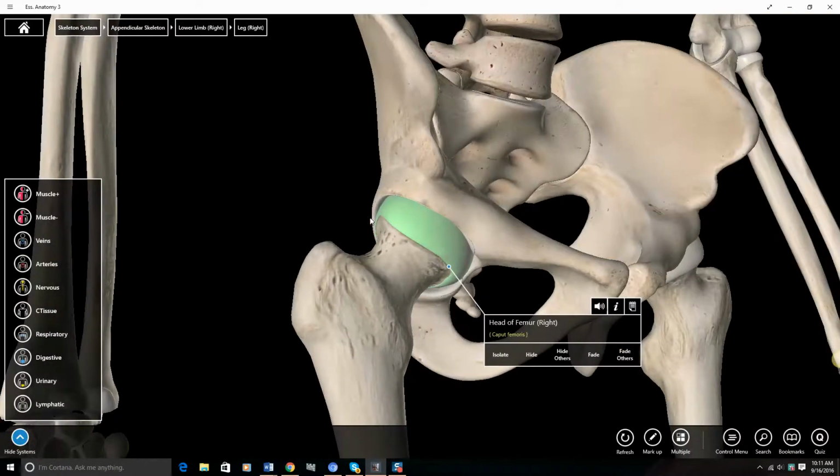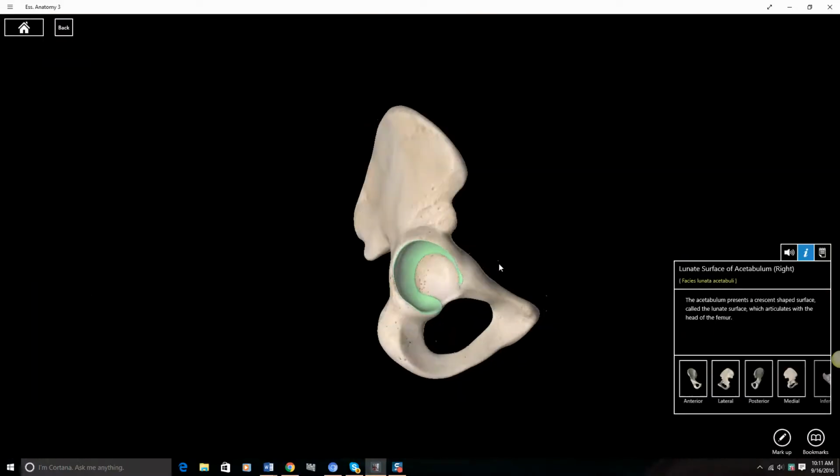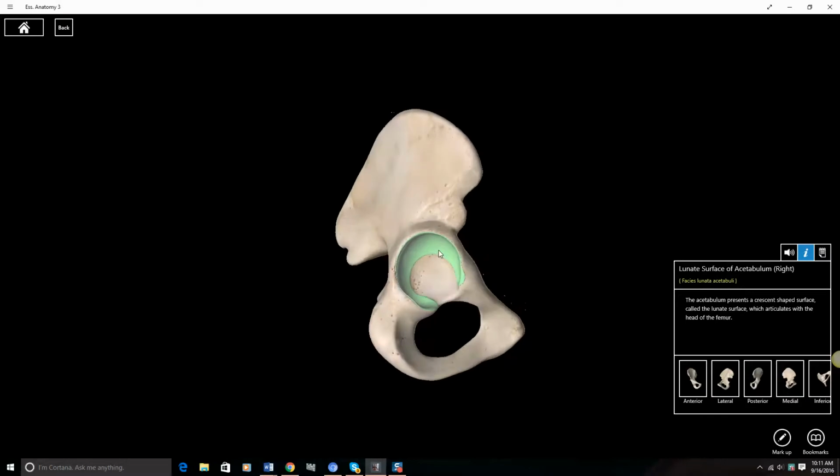Let's go back to this. So we talked about the cartilage that gets worn down. And now let's also talk about the other type of arthritis. It's still osteoarthritis, but we'll call it osteophytes or bone spurs.